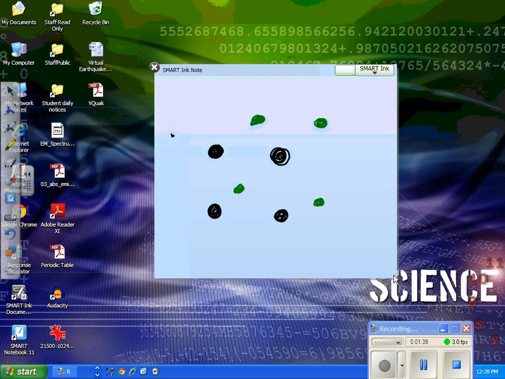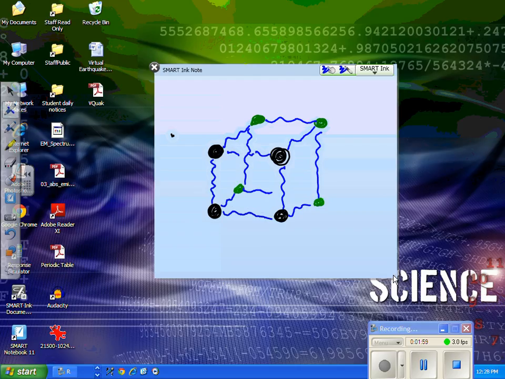And they are linked, right? No, they're not ionic bonds. It's metallic bonding. Imagine that's a cube, which you can kind of get a picture of.